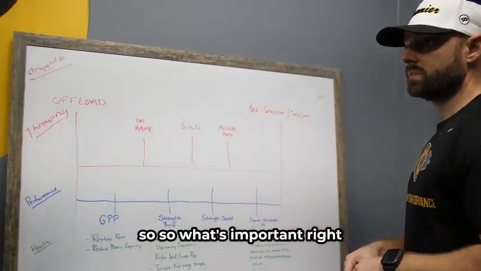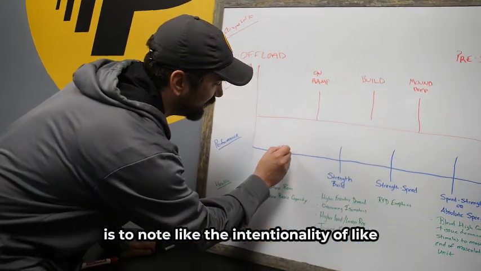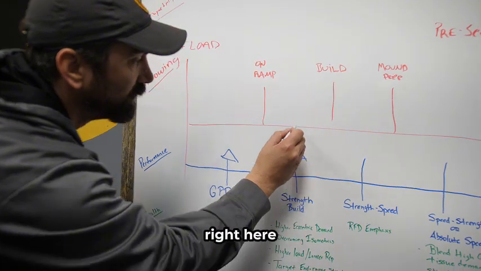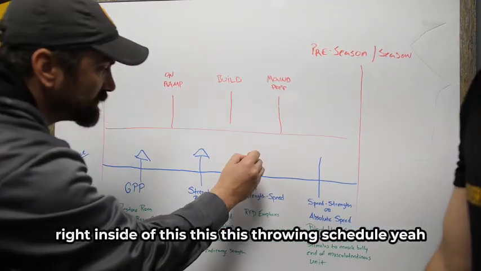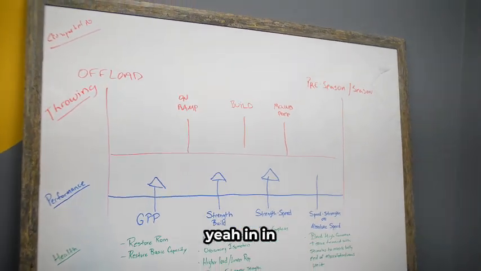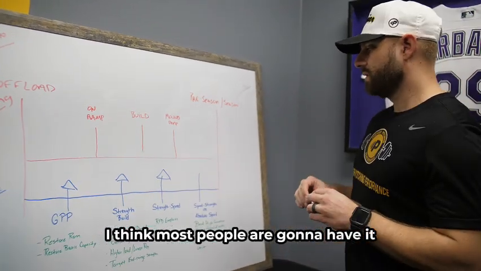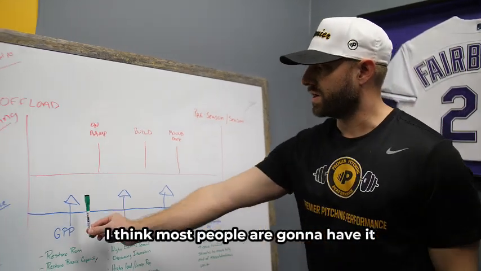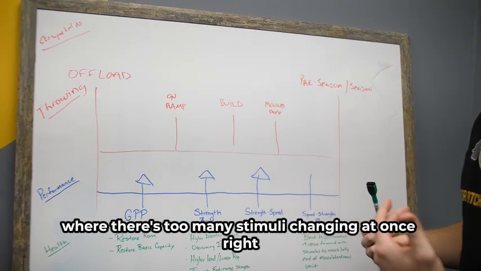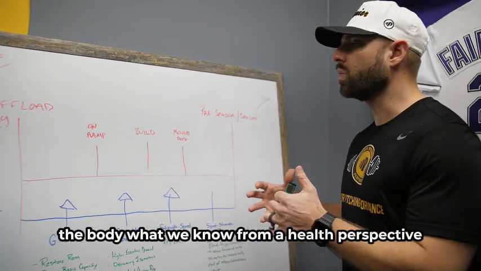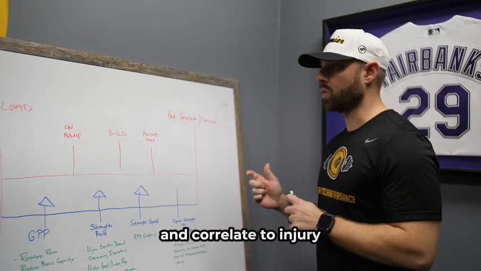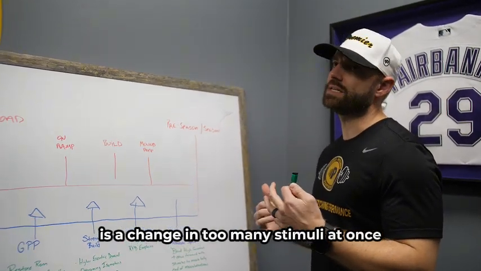So what's important, right, is to note the intentionality of where these things are landing, right here, inside of this throwing schedule. And I think most people are going to have it like we talked about, lined up exactly where there's too many stimuli changing at once, right? What we know from a health perspective, one of the biggest things that we can draw and correlate to injury is a change in too many stimuli at once.